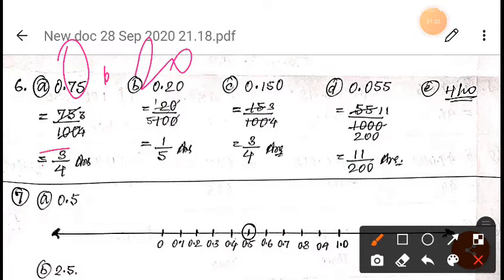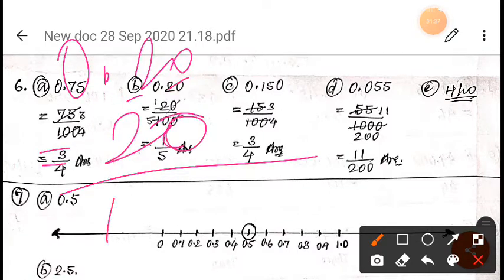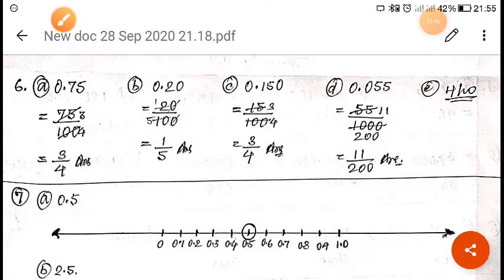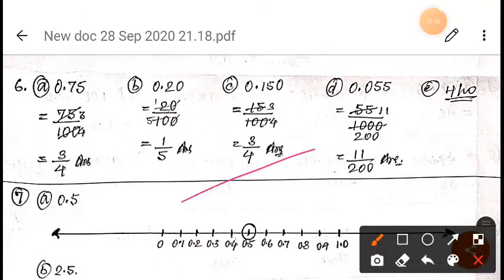0.20 is there, right? So you write here 20 as it is, and after the point how many digits? 1, 2, 2 digits means 1 followed by 2 zeros. So you can cancel the zeros, 2 ones are 2, 2 fives are 10, so the answer will be 1 by 5. Okay, so I hope you have understood this. You can do it like this.